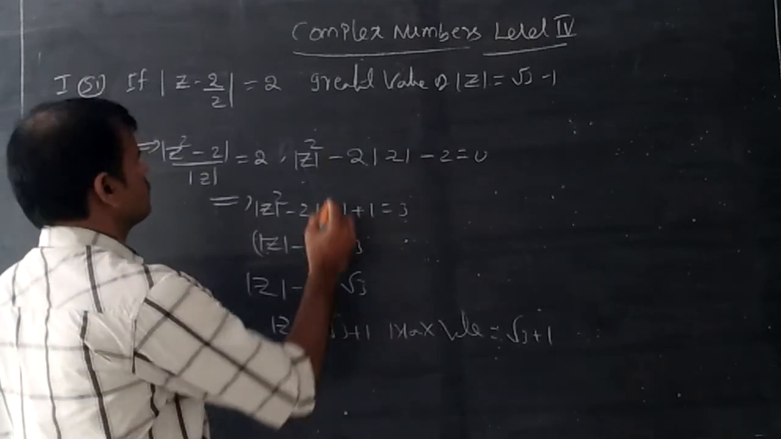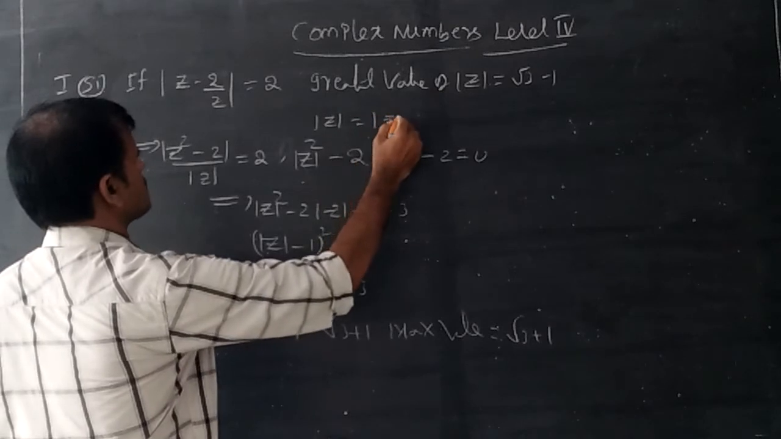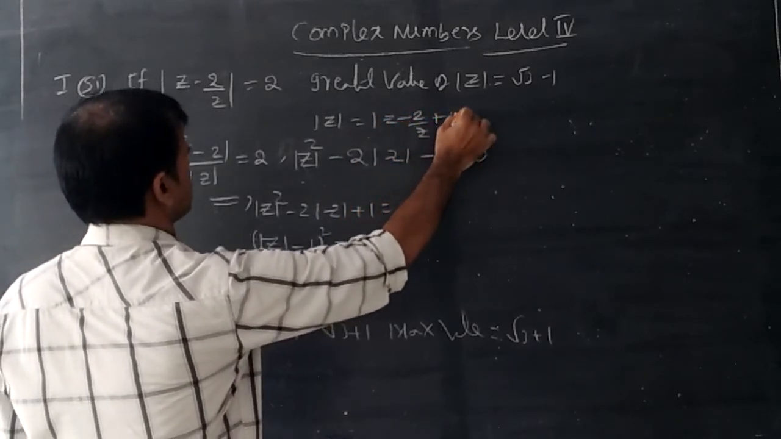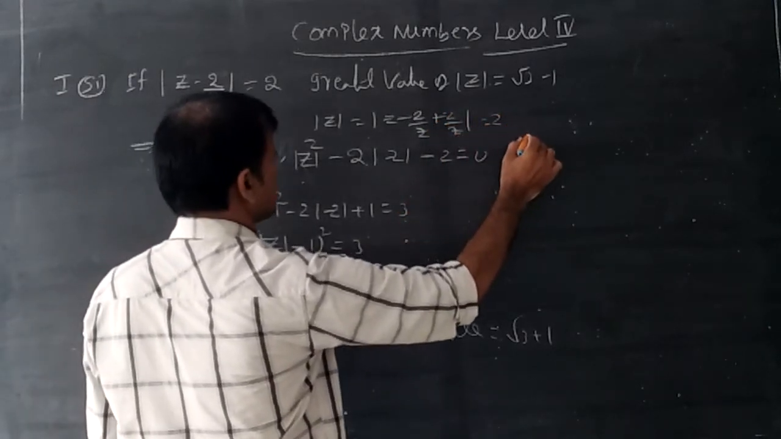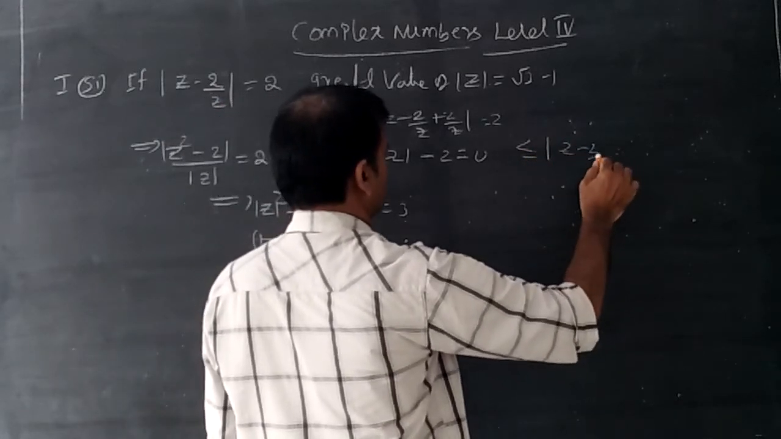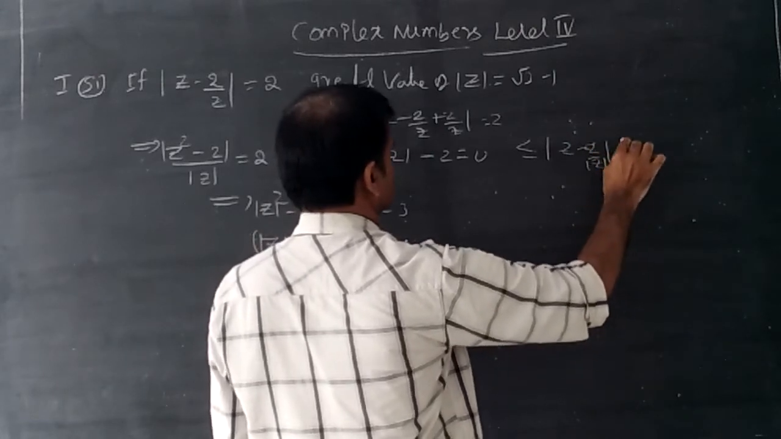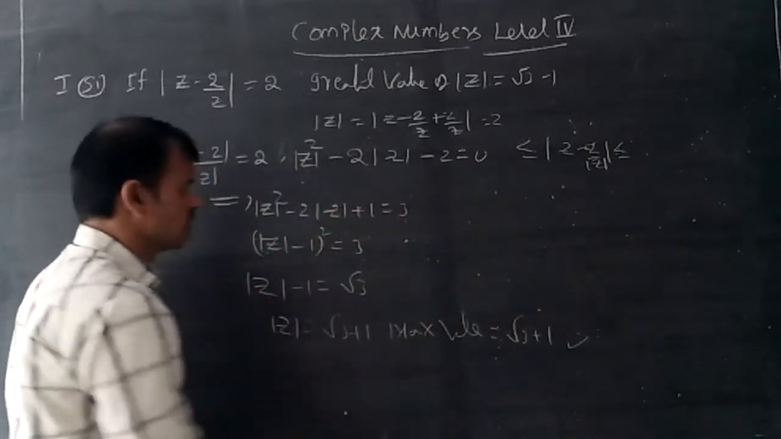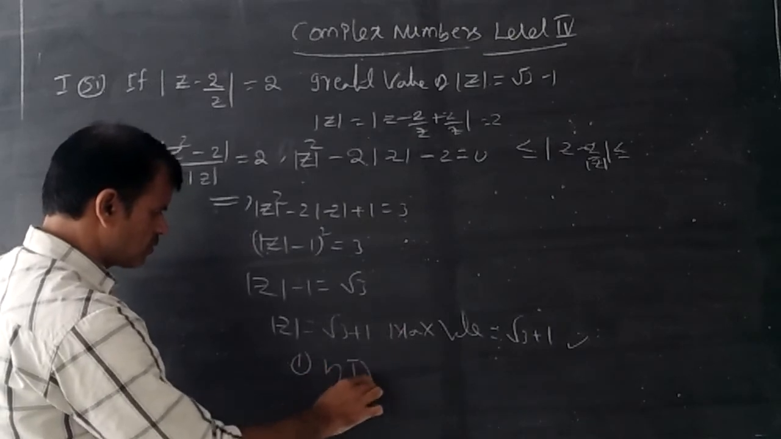So consider like this. You should consider like this: modulus of z is equal to modulus of 2 by z plus 2 by z, like this. 2 by z is equal to 2. This is less than or equal to the modulus z less than or equal to, in the similar way, modulus of 2 by z, this is 2 by mod z less than or equal to, like this. So maximum value root 3 plus 1. Anyhow, this method is okay. So 1 is true.